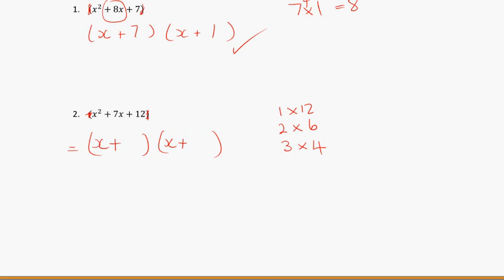Now which two numbers are we going to choose to put in the brackets? 12 plus 1 is 13, so we can't use that. 6 plus 2 is 8, so we can't use that. 4 plus 3 is 7, and so those are the two numbers we're going to choose. 3 and a 4. Now it doesn't matter whether you put the 4 there. When these signs are both the same, it doesn't matter whether 4 goes first or 3 goes first. And that is factorising.